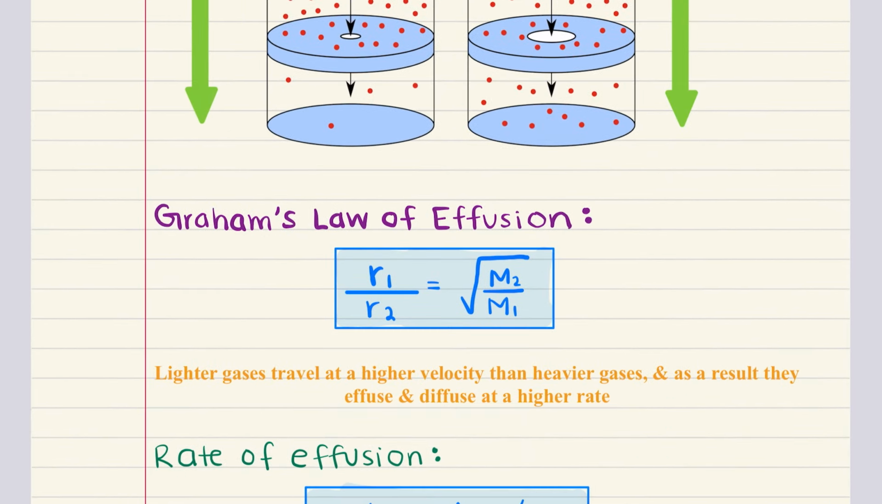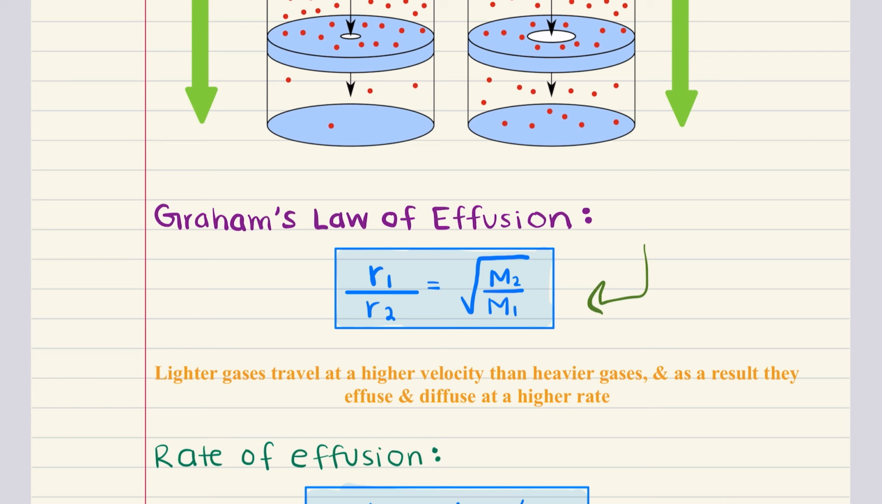All right, and mathematically, it relates the rates of effusion for two different gases to their molar masses. It tells us that the rate of effusion of a gas is inversely proportional to the square root of its molar mass. Now, this can be represented by this equation that we see here. R1 over R2 is equal to the square root of molar mass 2 over molar mass 1. Now, R1 and R2 are the effusion rates of the two gases. M1 and M2 are their respective molar masses.